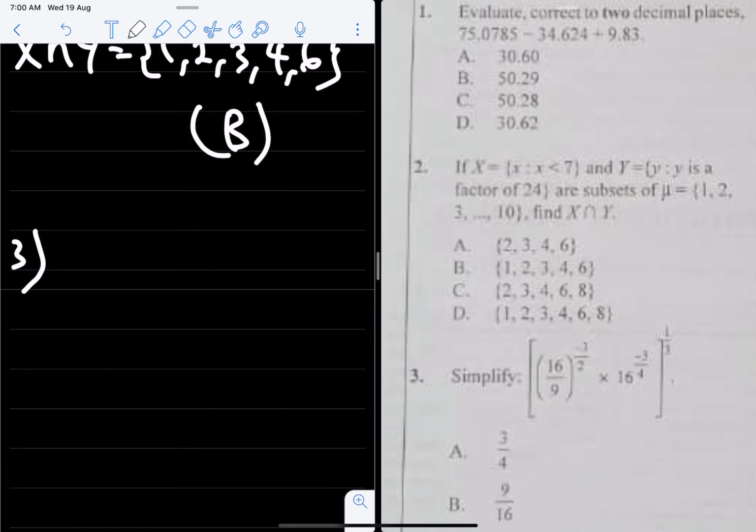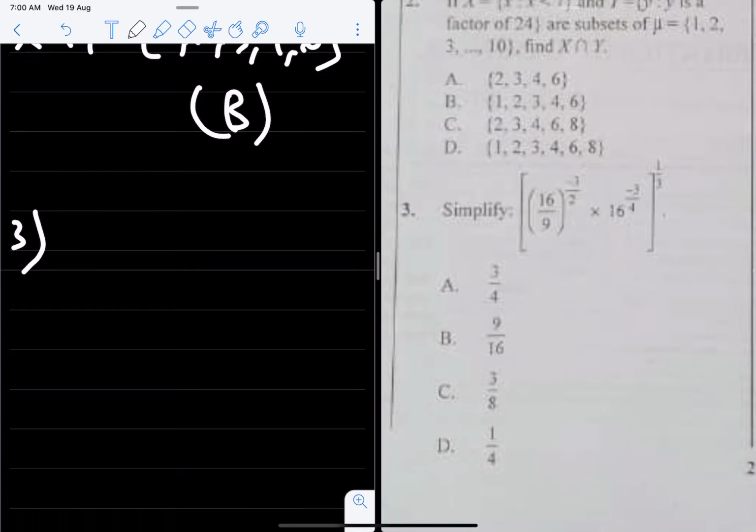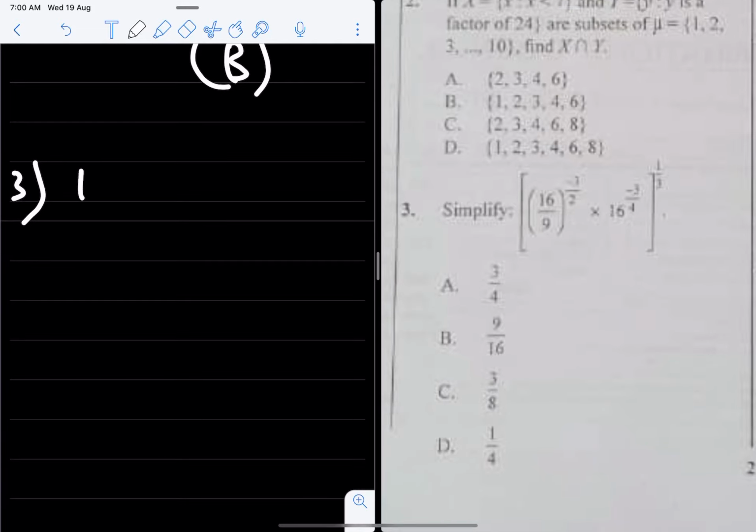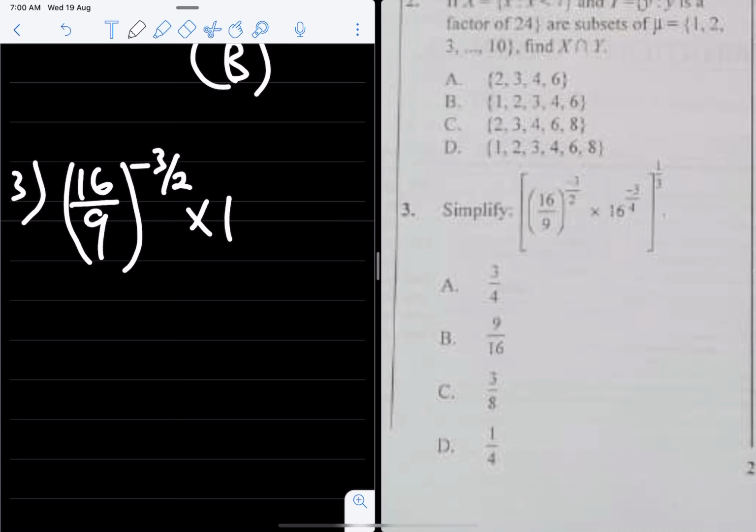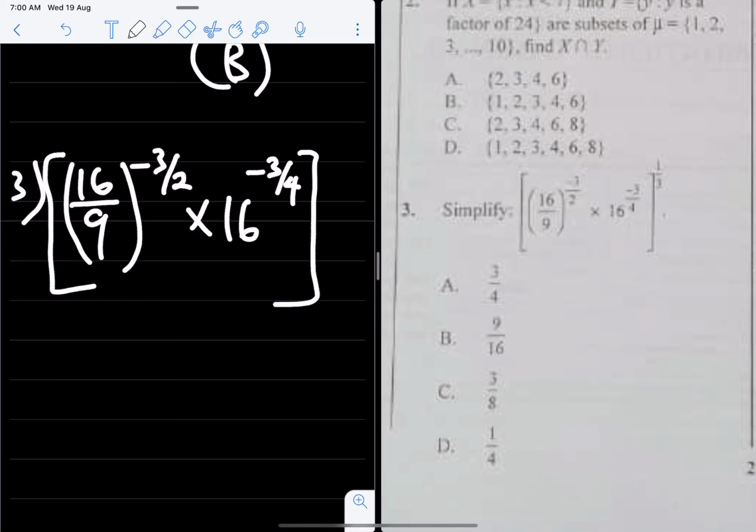Number 3 says simplify 16 all over 9 raised to power minus 3 over 2, times 16 raised to power minus 3 over 4, everything raised to power 1 over 3.